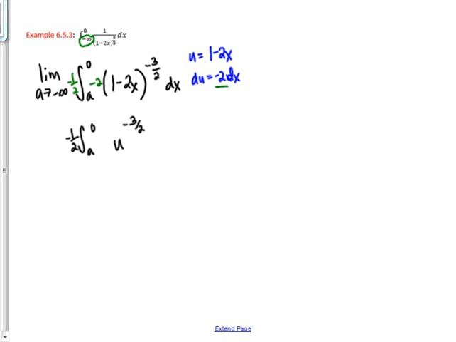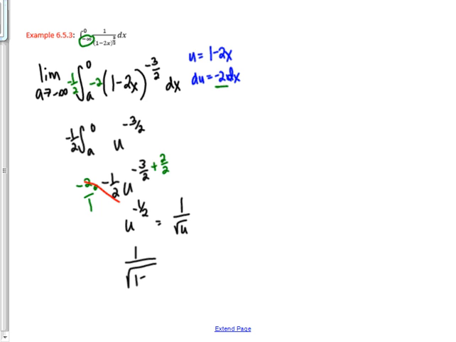So if I get ready to integrate this, if I add 1 to the power, let's say 2 over 2, I get negative 1/2, and dividing by a negative 1/2 is the same as multiplying by negative 2 over 1. So those cancel, and the negatives cancel, and so I'm left with u to the negative 1/2, or 1 over the square root of u, or 1 over the square root of 1 minus 2x. And I'm looking at it from a to 0.